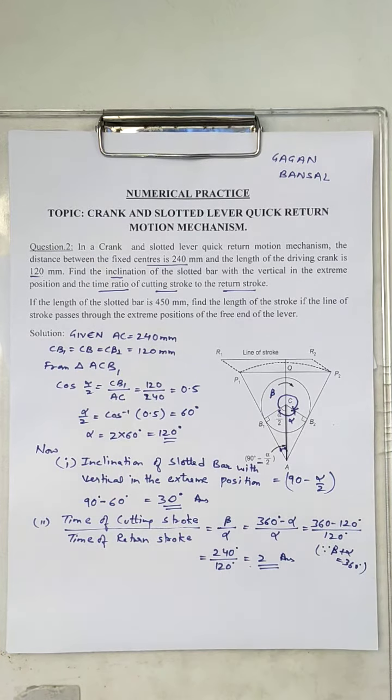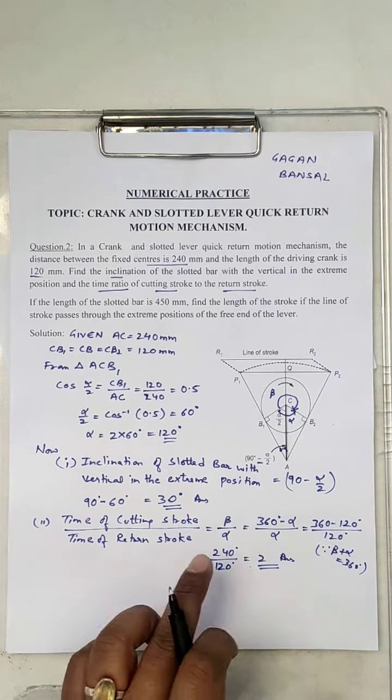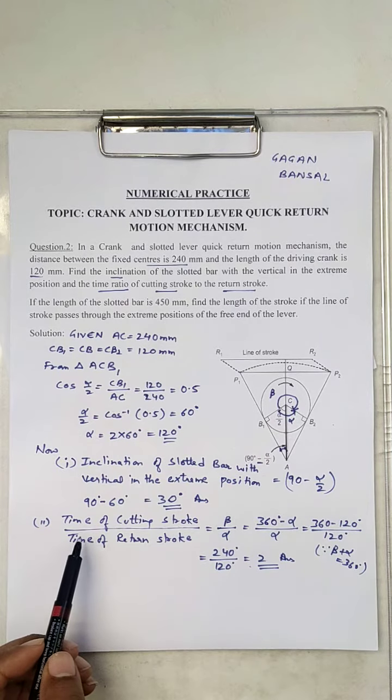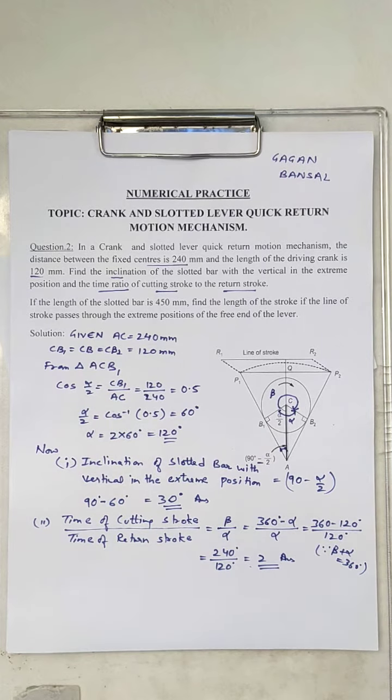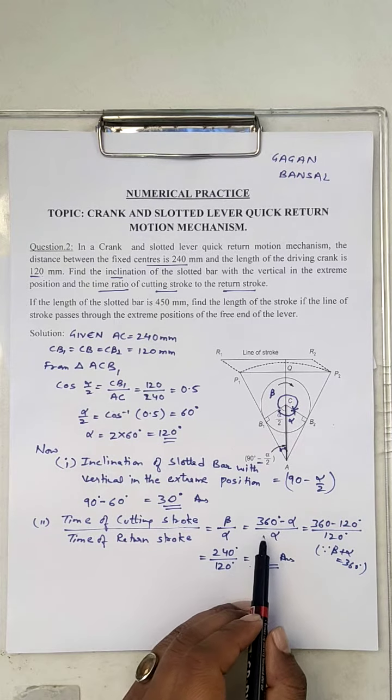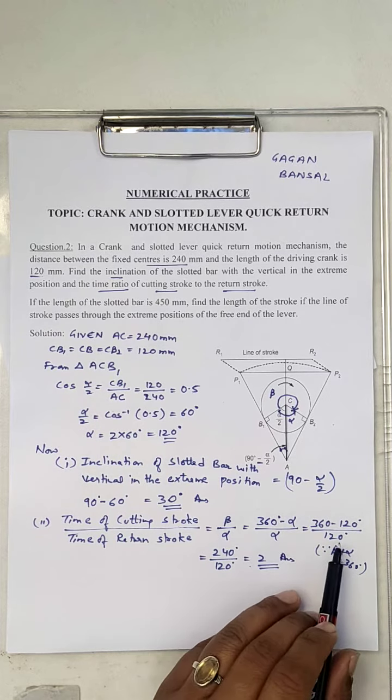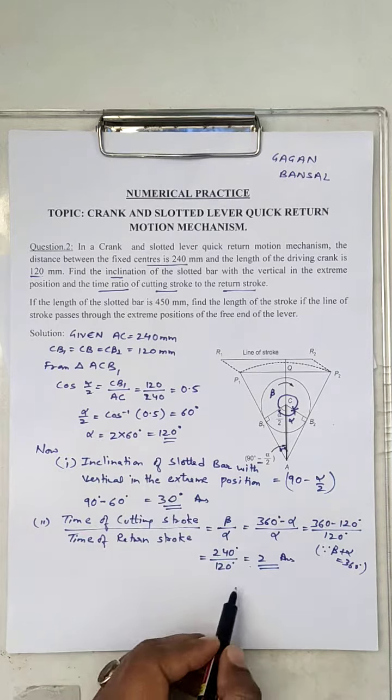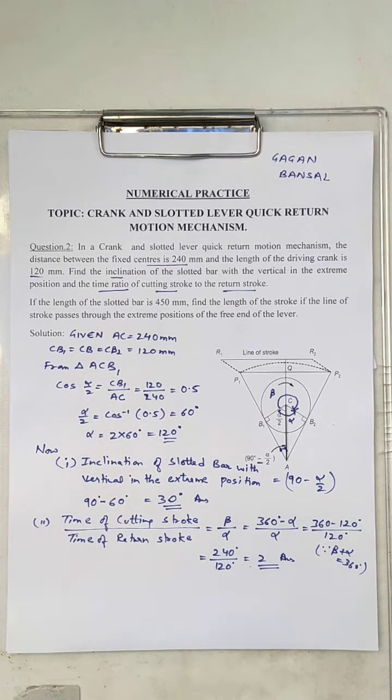All these we have done during our derivations, and similar kind of problem we have solved in the previous lecture also. So directly I can write the formula also, that time of cutting stroke to the time of return stroke is beta upon alpha, that is 360 degree minus alpha upon alpha. Alpha is known to us, that is 120. So putting the values we get.